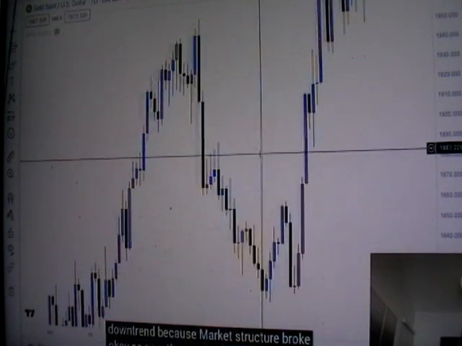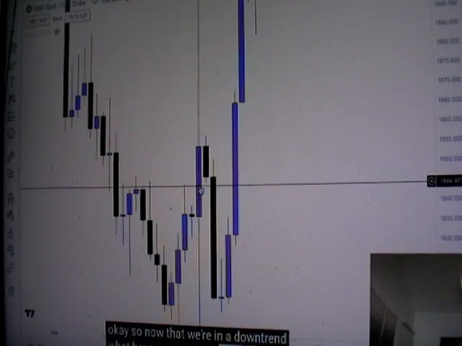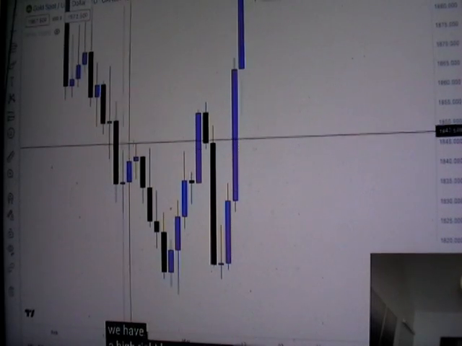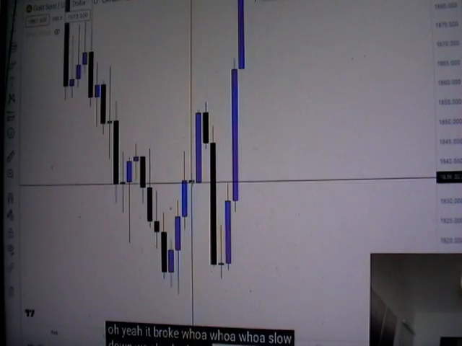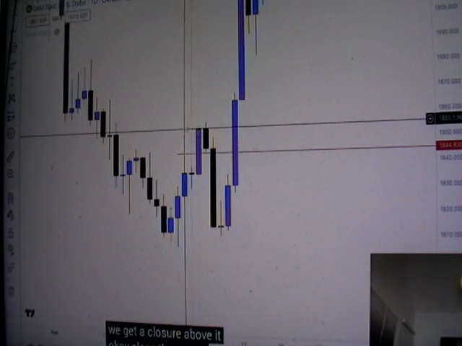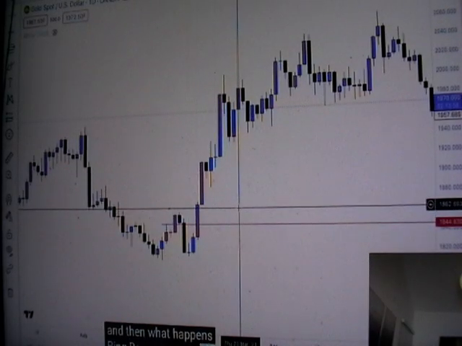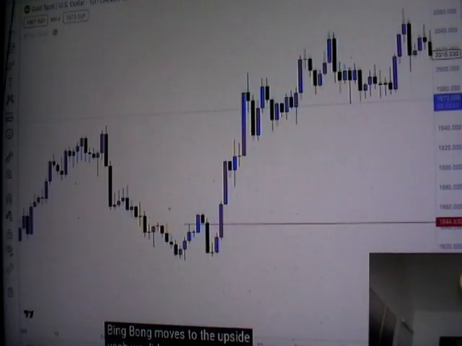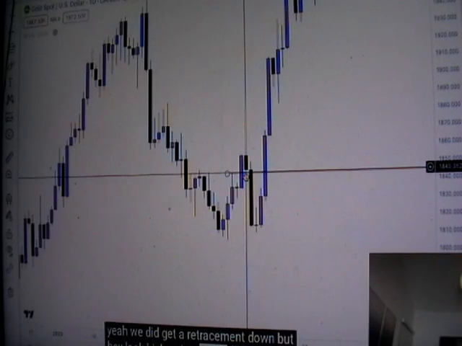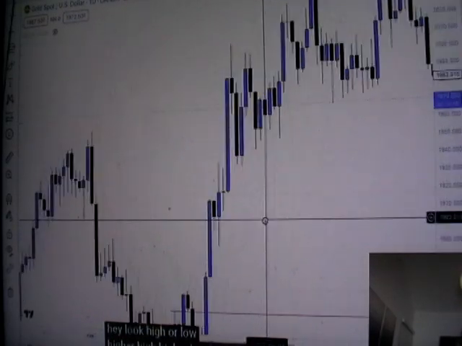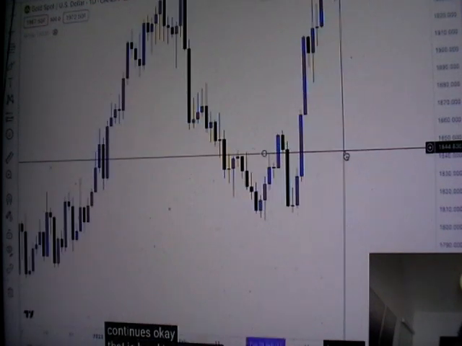Okay, so now that we're in a downtrend, what happens over here? We have a high right here, and you're gonna say, oh yeah, it broke. Whoa, whoa, whoa, slow down. We also had a high right here. Why is this a high, guys? Because we have a move up and then a move down. We get a close above it, okay? The candle closed above the wick. But then didn't it break the structure again? It did, to the upside. Yeah, we did get a retracement down, but hey, look: higher low, higher high, higher low, higher high, higher low, higher high, higher low. It continues, okay? That is breaking structure to the upside.